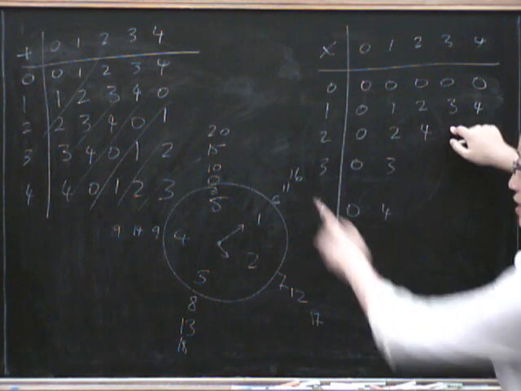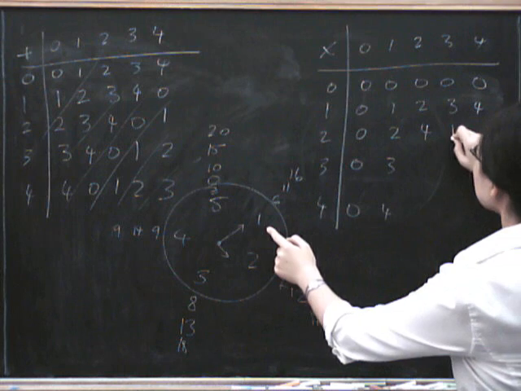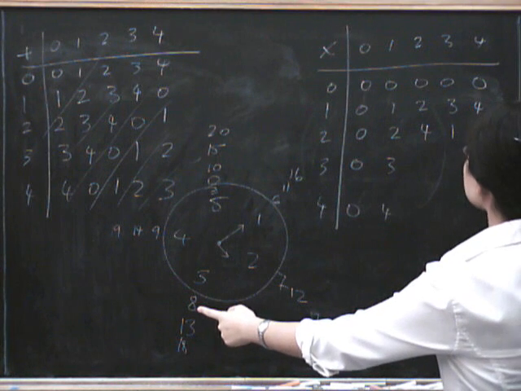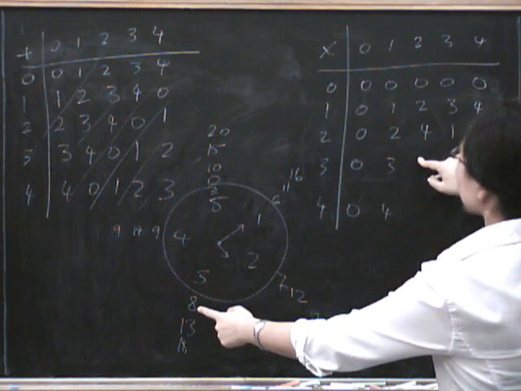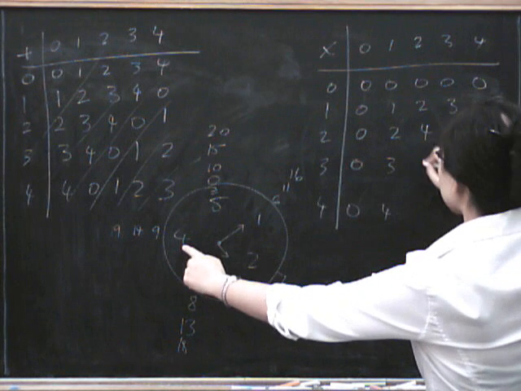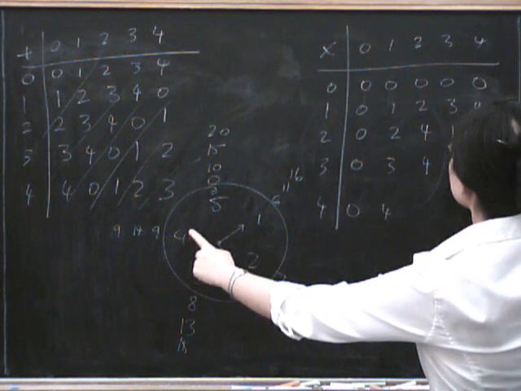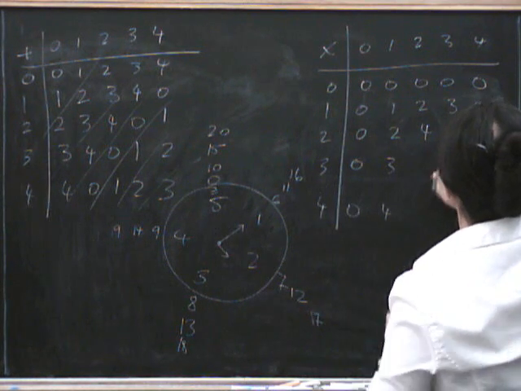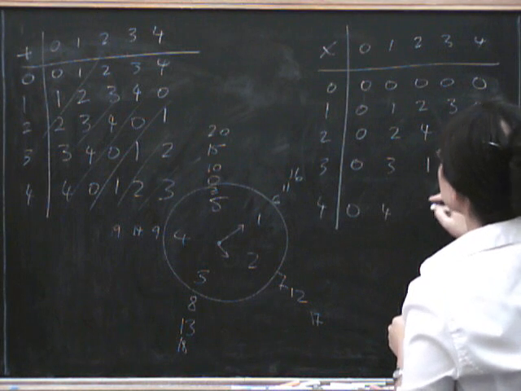So 2 3s are 6, that's the same as 1. 2 4s are 8, that's the same as 3. 3 3s are 9, that's the same as 4. Oh dear, that was supposed to be 2 3s are 6, that's the same as 1. So we might as well do this symmetrically.